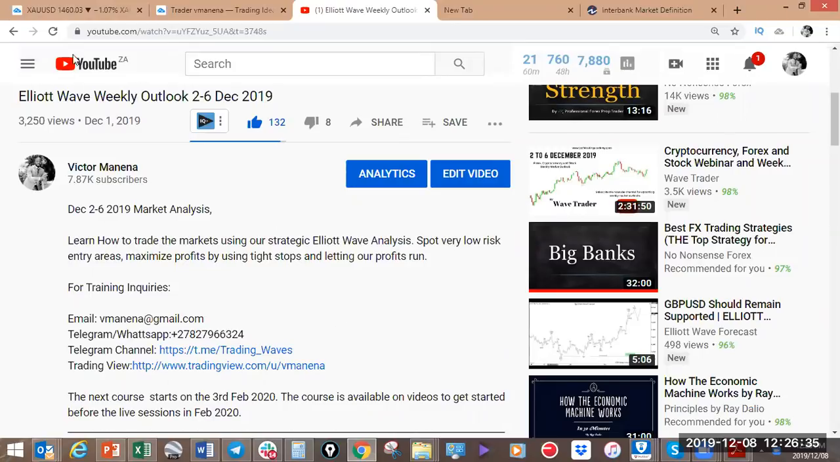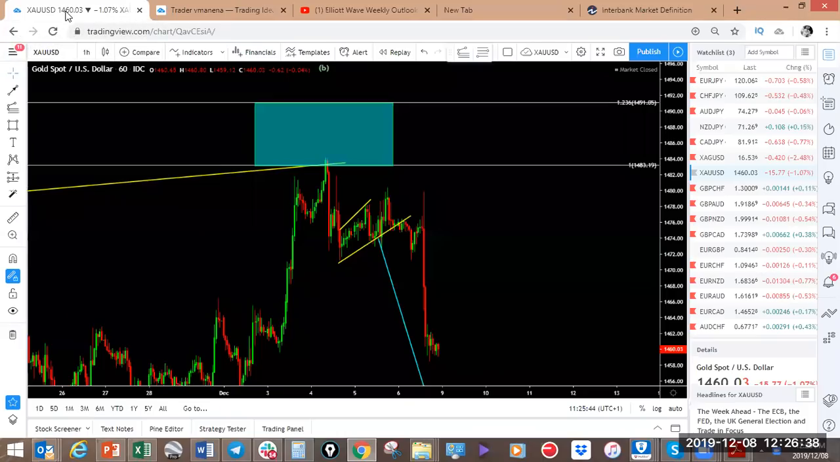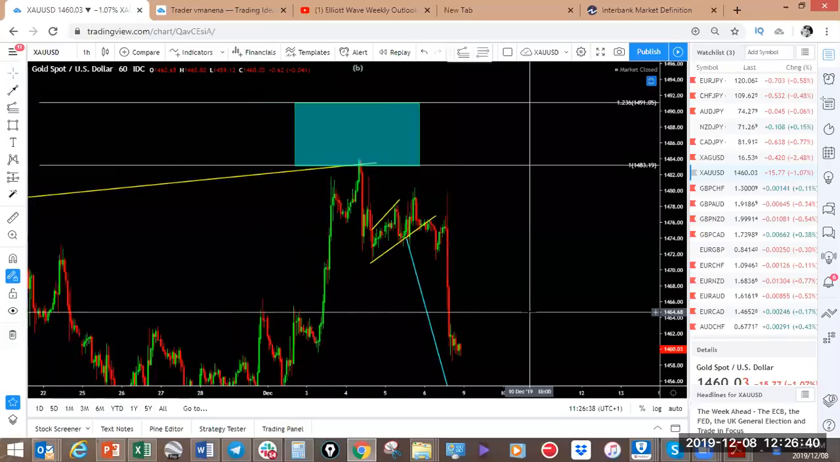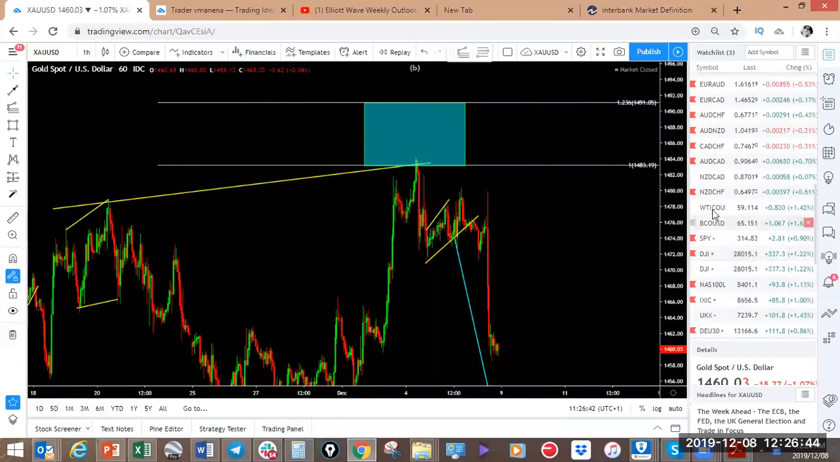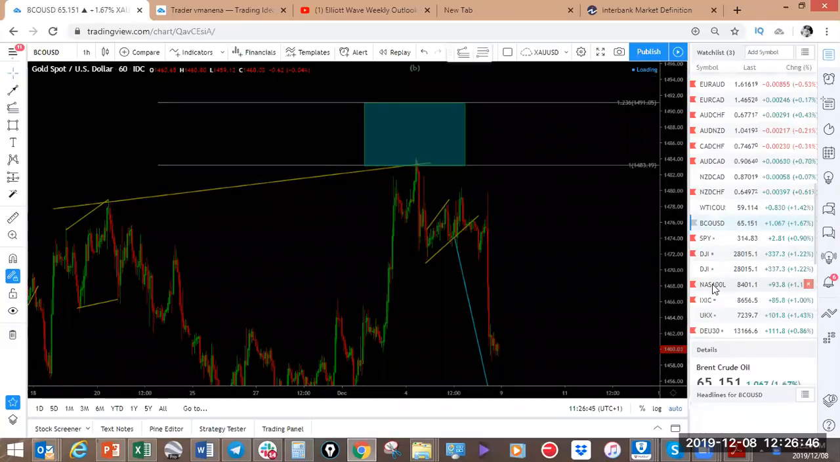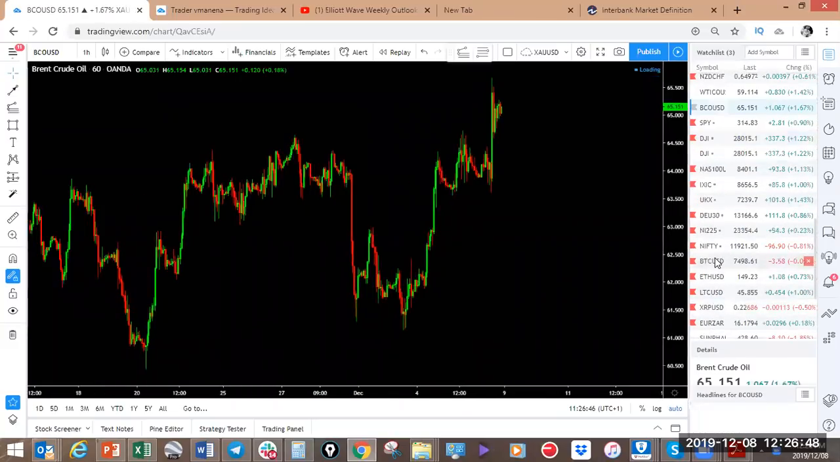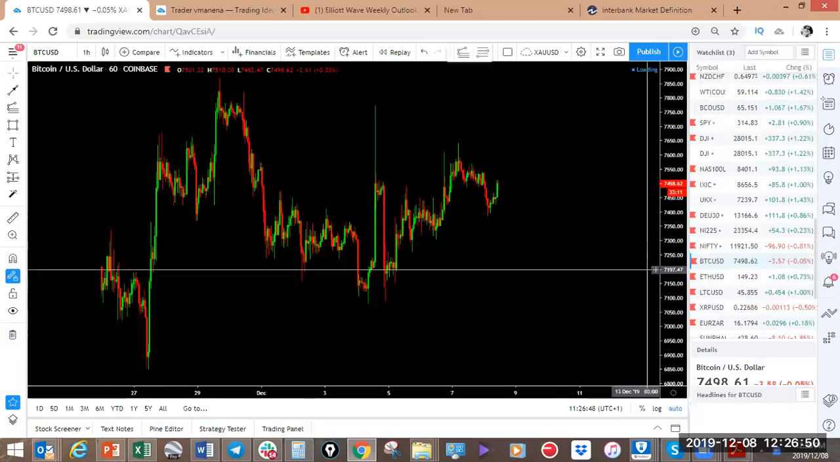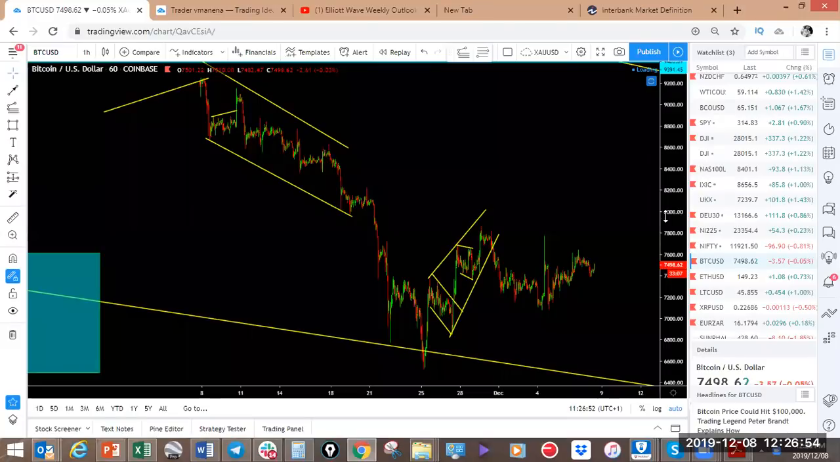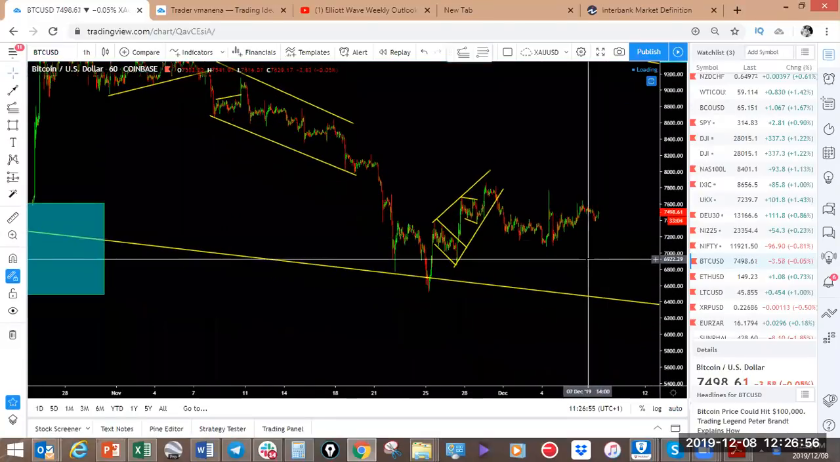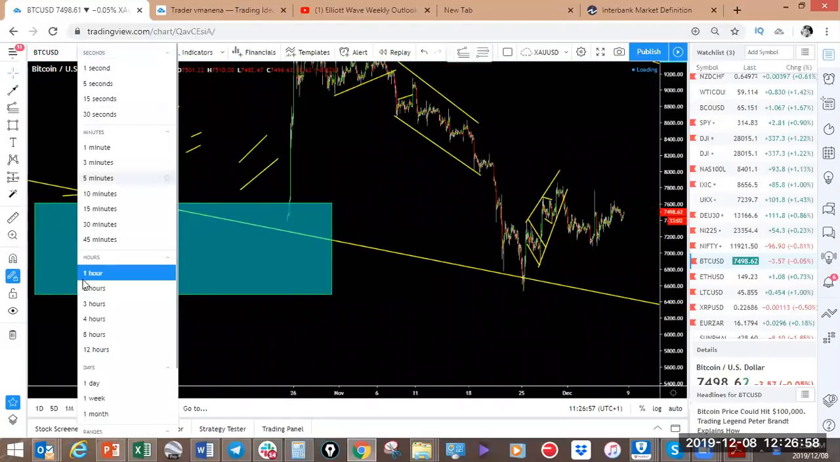Right, so that is how the interbank market works. Now let's get through to today's work. Market analysis, let's look at Bitcoin. Now, last week, that's Brent crude. Last week, we spoke about the corrective structure on Bitcoin. I showed you the higher degree structure. I'm going to show it again.